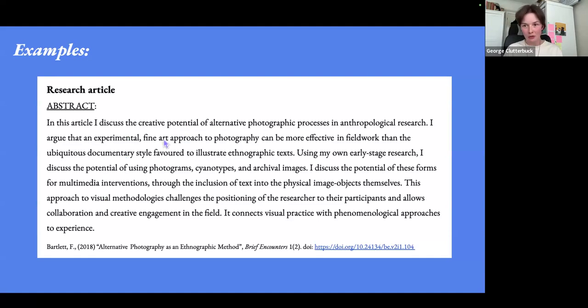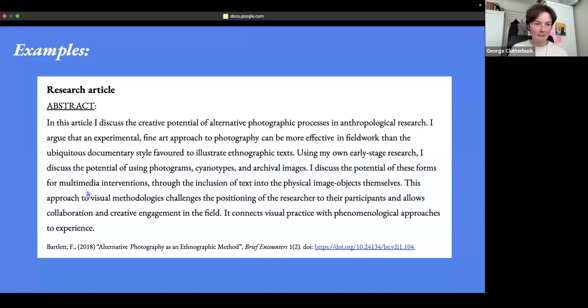So what I have here is just the abstract, which I know Dr. Hashil will discuss in much more detail, but this will just give you a rough idea of what the person wrote about and how they went about doing this piece of research. So I will read it out briefly. In this article, I discuss the creative potential of alternative photographic processes in anthropological research. So already a very clear summary: they're using photography to explore a question about how to do anthropological research, so how to study our fellow human beings.